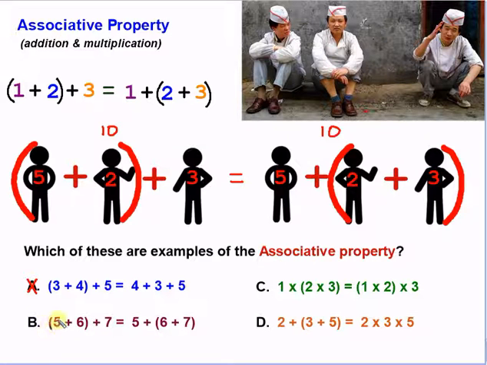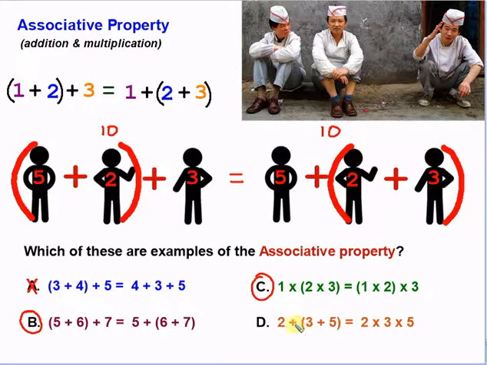Down here in letter B, we have 5 plus 6 plus 7 is equal to 5 plus 6 plus 7. The numbers are in the same order on both sides of the equal sign. The only thing that has changed is the way that we've grouped them. So this is an example of the associative property. Letter C, 1 times 2 times 3 is equal to 1 times 2 times 3. Now remember, the associative property works for addition and multiplication. The order is the same on both sides of the equal sign. The only thing that has changed is the way that we've grouped them. So this is an example of the associative property.